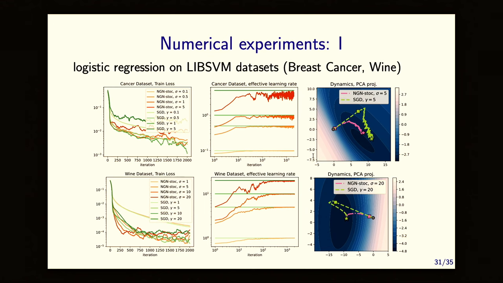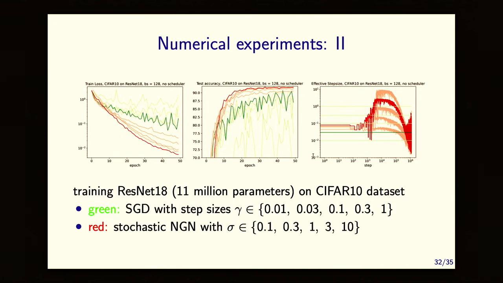This is similar to the deterministic case. This one is actually the most interesting one. If you apply this to ResNet 18 on the CIFAR10 dataset, you can still do the same thing. The green ones, with different depths of color, show you different constant step sizes, and the darkest green is the best you can do. Of course, with stochastic non-negative Gauss-Newton, if you just specify the sigma and let it adapt, it can be much better. This is the training loss, and this is the testing accuracy for the classification problem.